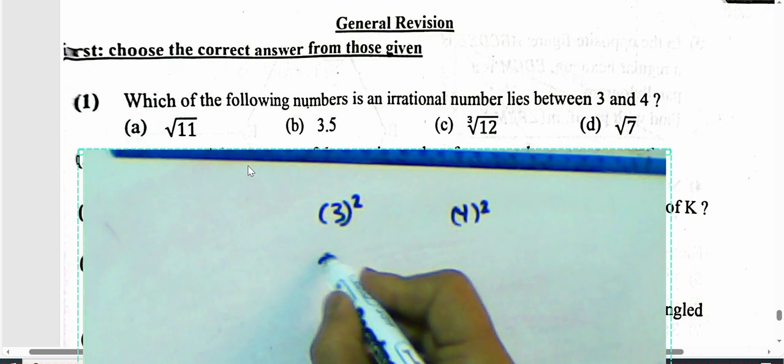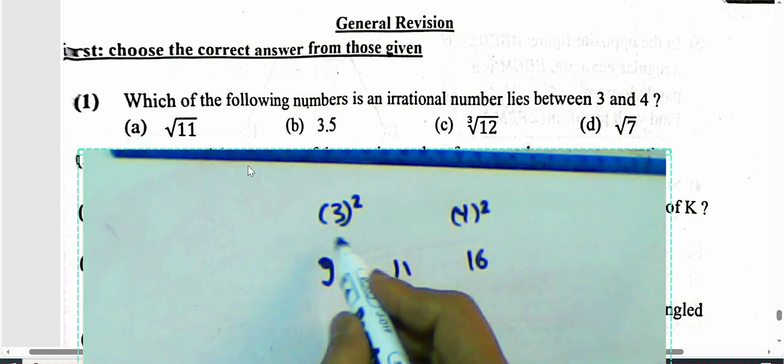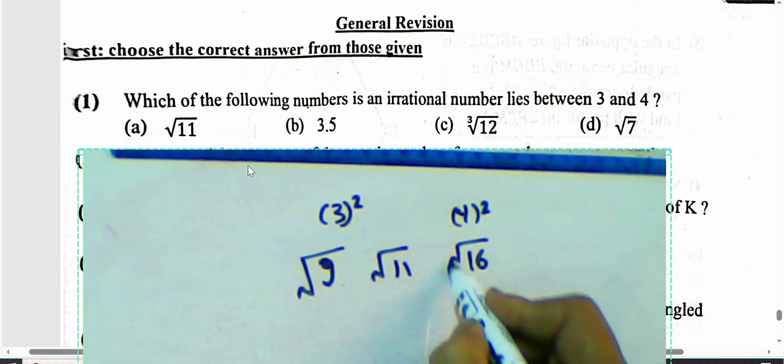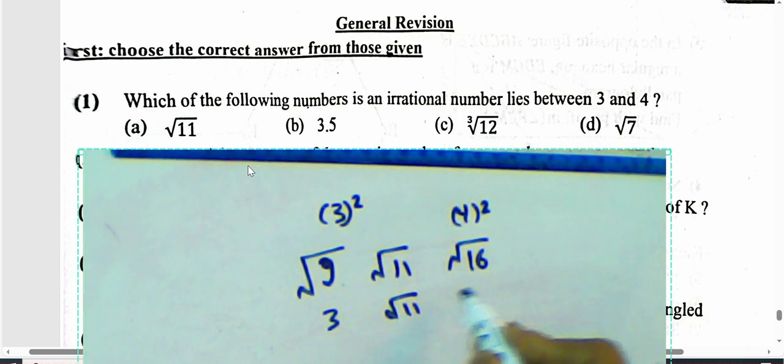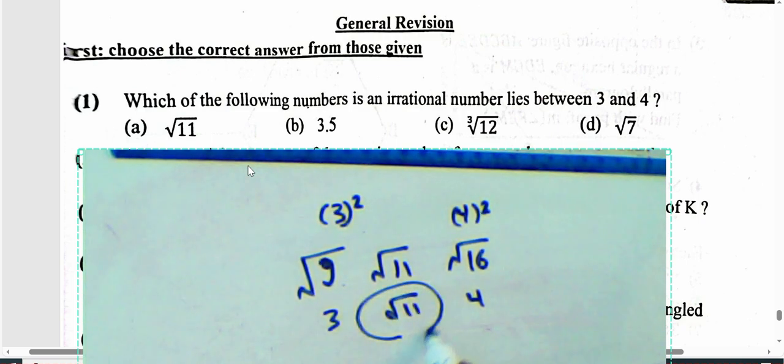3 power 2 equals 9 and 4 power 2 equals 16. And we have 11 lies between 9 and 16. If we put the square root here, we have 3, square root of 11, and 4. Then square root of 11 lies between 3 and 4. Choose letter E.